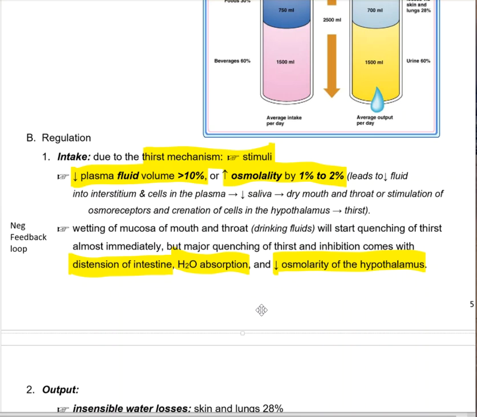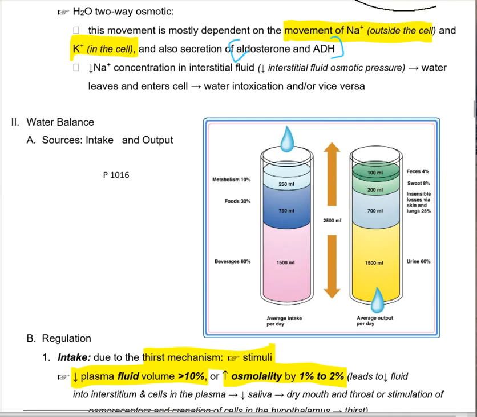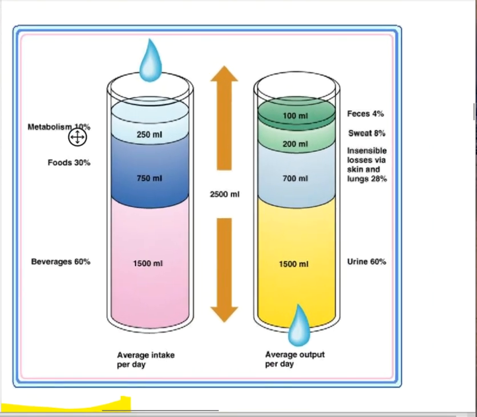All right, so now outputs are listed here, but let's go ahead and look at them on this. The average output a day is about 1,500 mils of urine. About the same amount we take in beverages. So that's the majority. Then we have insensible losses via skin and lungs.